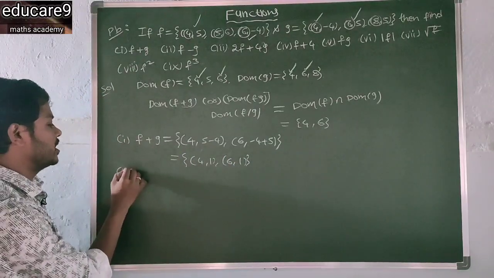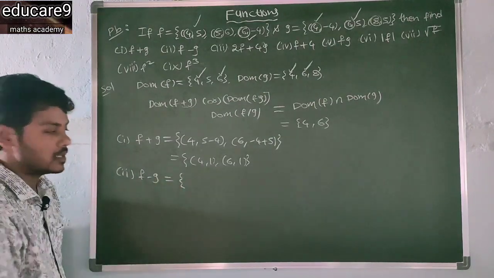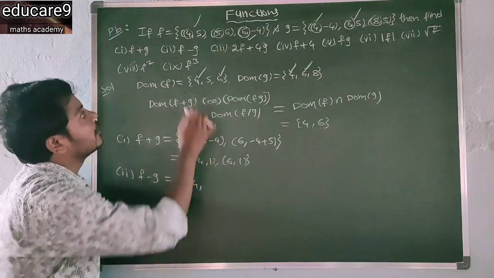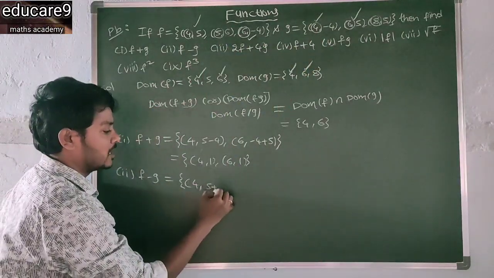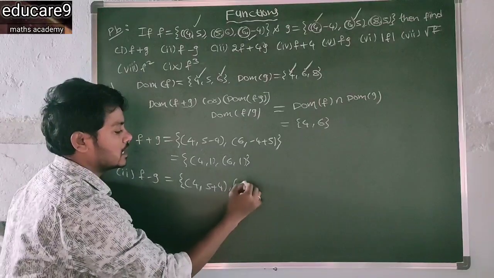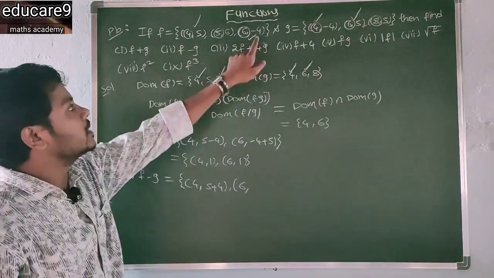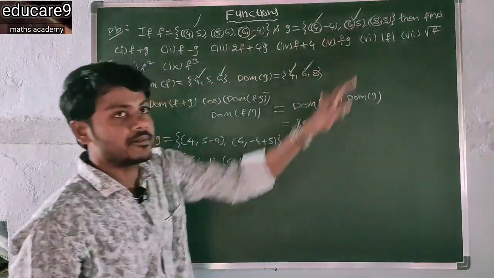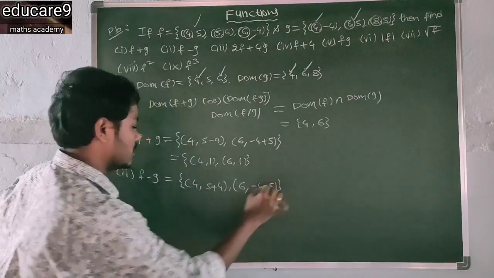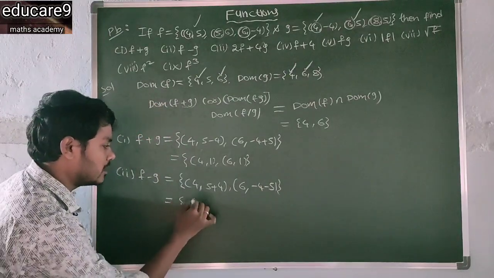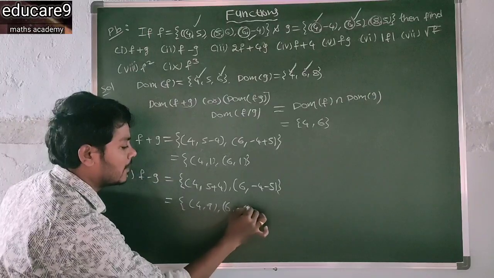And second one is what? F minus g. So 4 comma 5 minus of minus 4, that is 5 plus 4. 6 comma subtract codomain elements, that is minus 4 minus 5. So minus 4 minus 5. So clearly this is 4 comma 9, 6 comma minus 9.